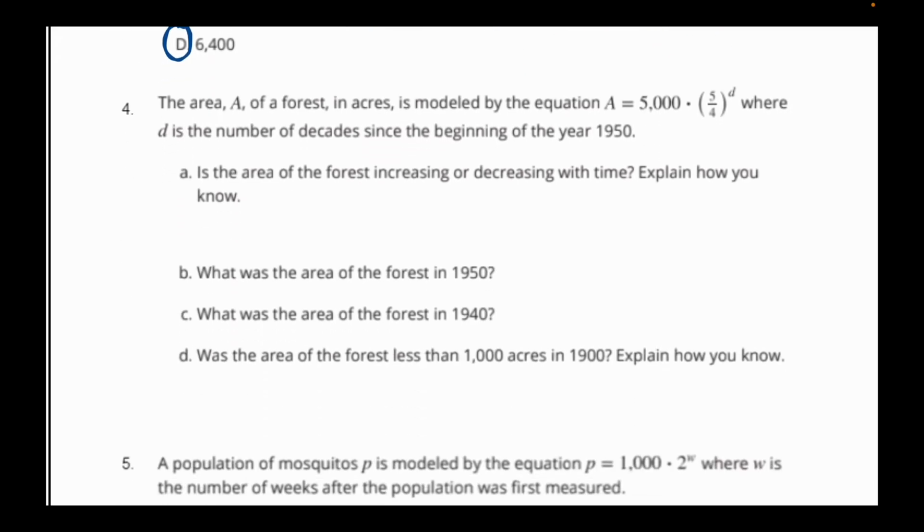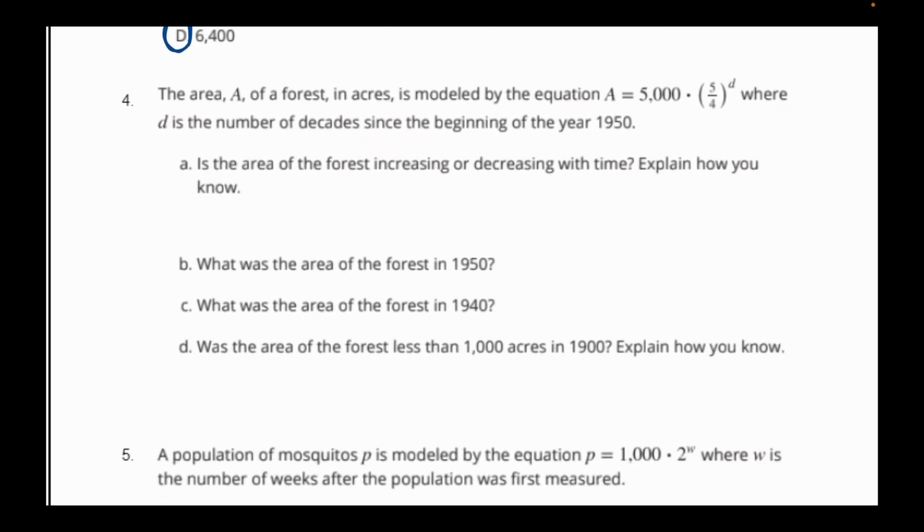Okay, now question 4. We have the area of a forest in acres. It's modeled by the equation A equals 5,000 times 5/4 to the power of D, where D is the number of decades since the beginning of 1950. So now that we're not just dealing with a couple years and things like that, we're going to say beginning of year 1950. That seems important because that's the initial value. That's the time of our initial value, or what we're going to consider 0 for our year.